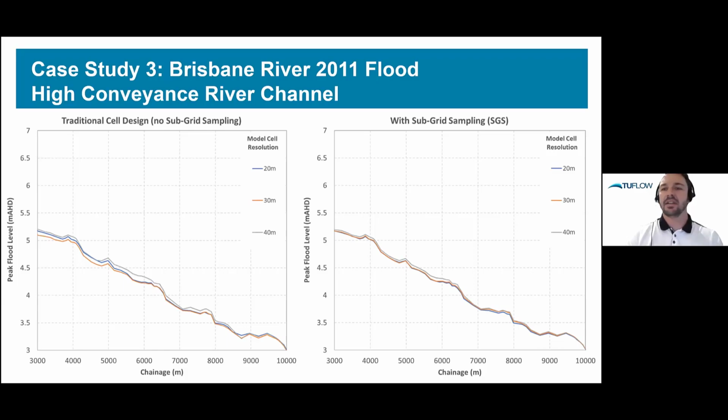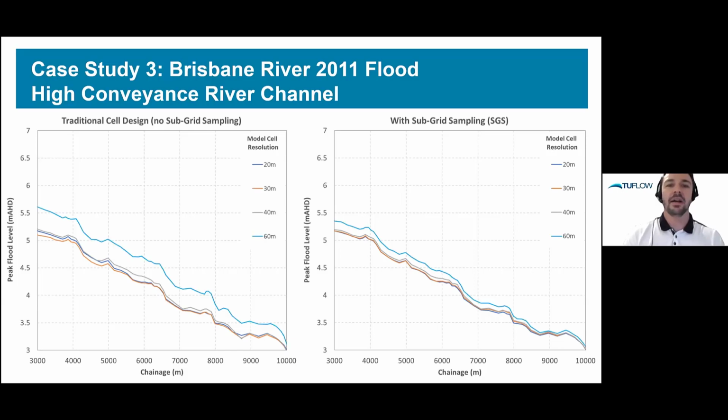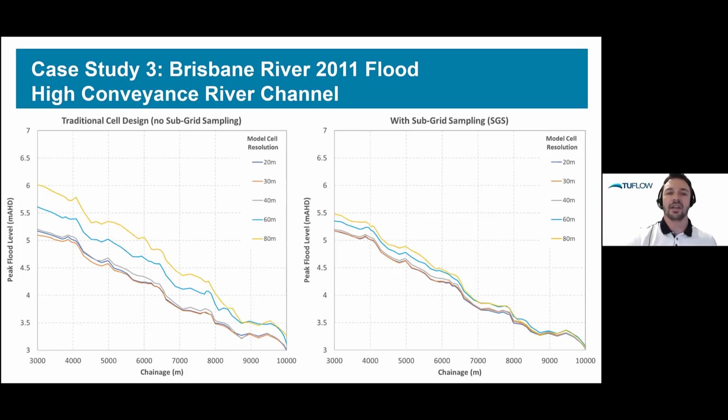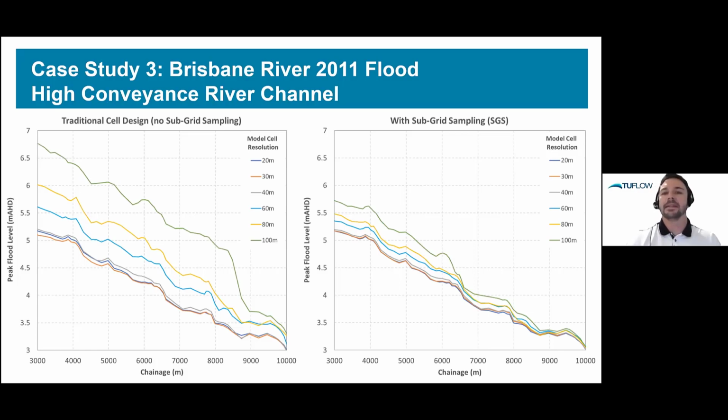At 40 meters, I'd say that subgrid sampling is outperforming traditional a little bit, but the answer is still quite good in both, when you take into consideration the scale of the levels on the left. Out to 60 meters, here's when you start seeing a divergence in result between the traditional approach and the subgrid sampling. With the subgrid sampling simulation, those results are still within 10 to 15 centimeters of the target, whereas with the traditional cell design, it's diverging a bit more than that. And going coarser again, and then coarser further, you can see the big difference between those two cell schema approaches.